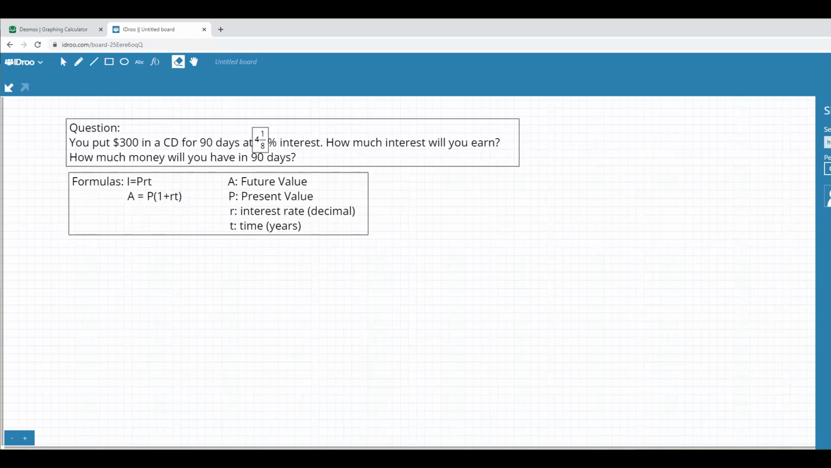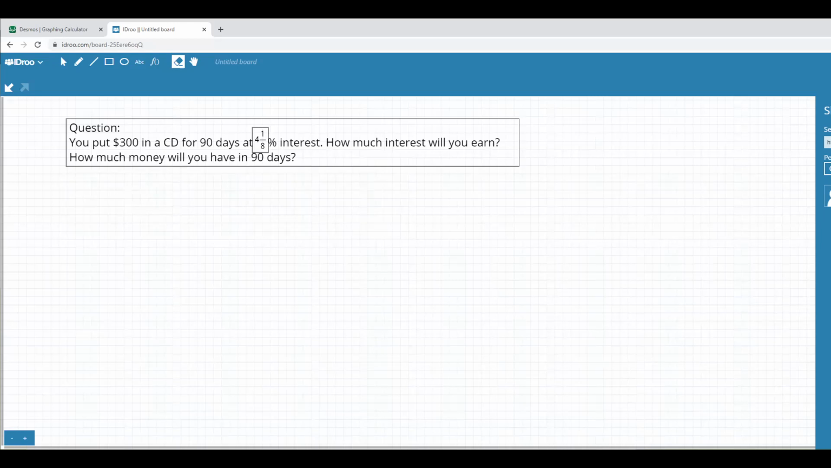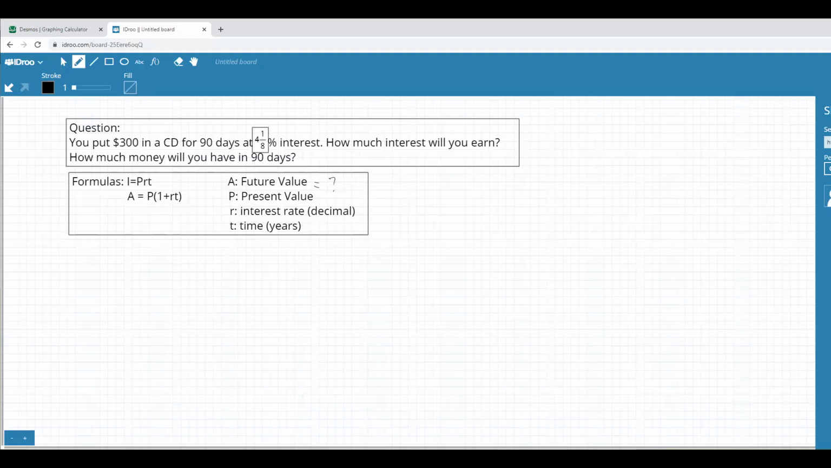Okay, so here's our problem. Let's start by identifying the information that we're given. So A, our future value, that's what we're looking for. In the second part of the question, the present value we were given in the question, that's our 300. Our interest rate is 4 1/8%, but we need to convert it to a decimal. So to do that, we're going to open up our graphing calculator. That's free, desmos.com.